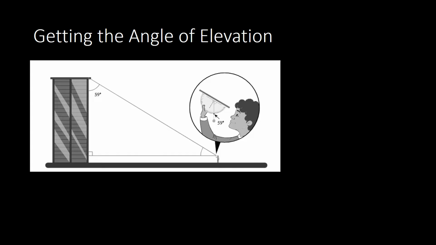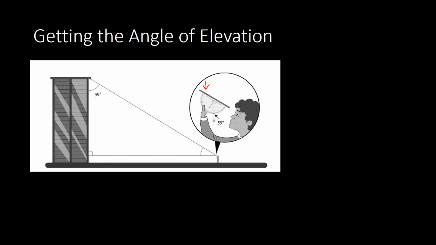Using the device, you can view the top of the building or an object by simply looking through this straw here. Once you see the top of the building, you will notice that the string attached will move from this center, which is 90 degrees, towards where your eye is. The movement of that string will form an angle.